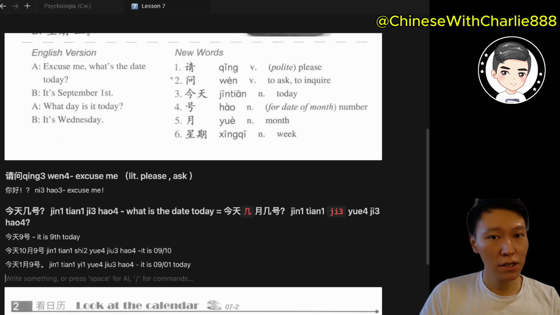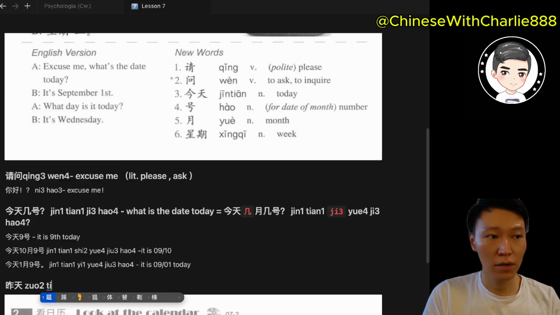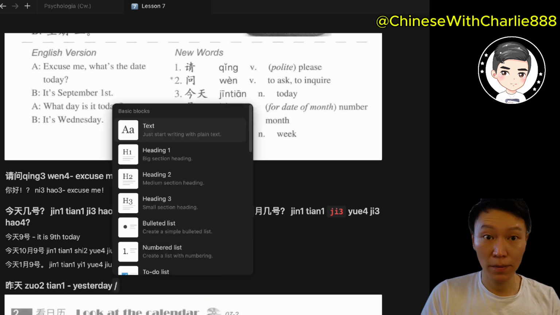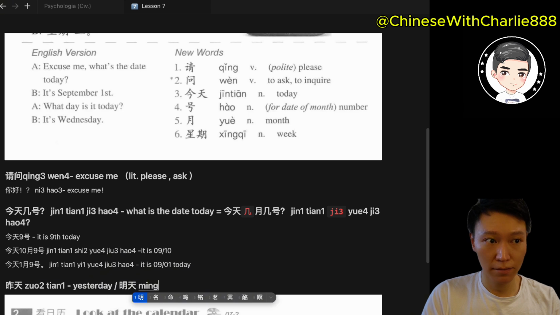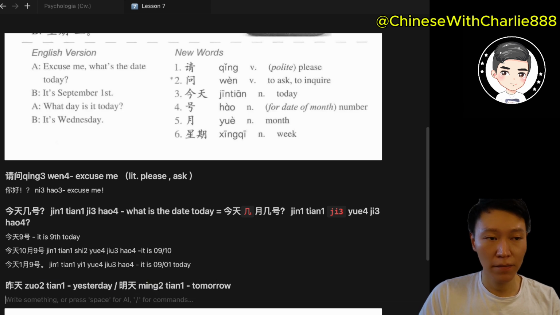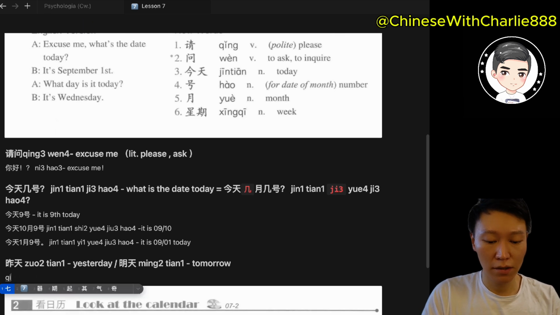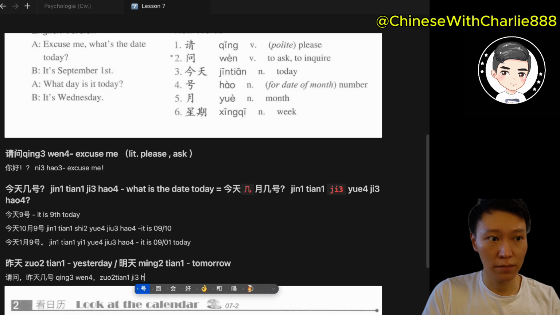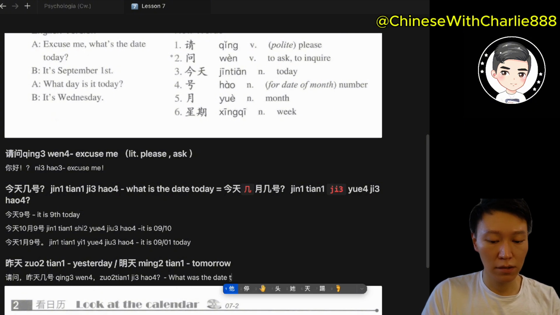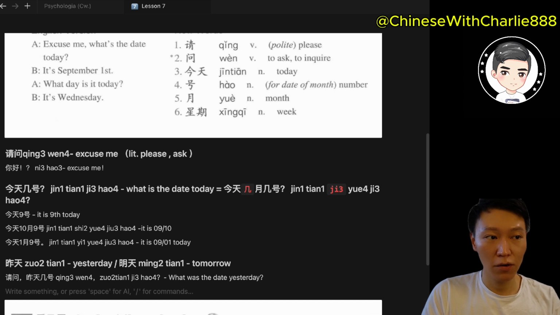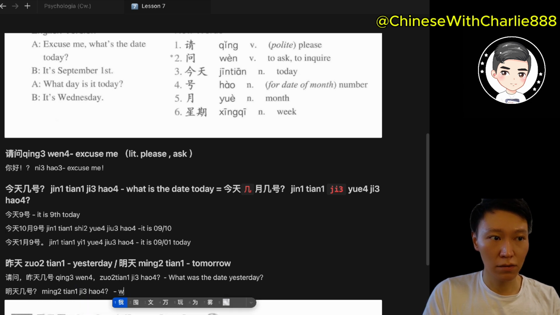Instead of 今天, we can also ask about yesterday. How to say yesterday? Yesterday is 昨天. What about tomorrow? Tomorrow is 明天. So you can have different questions like 请问昨天几号? What was the day yesterday? Or 明天几号? What is the day tomorrow?